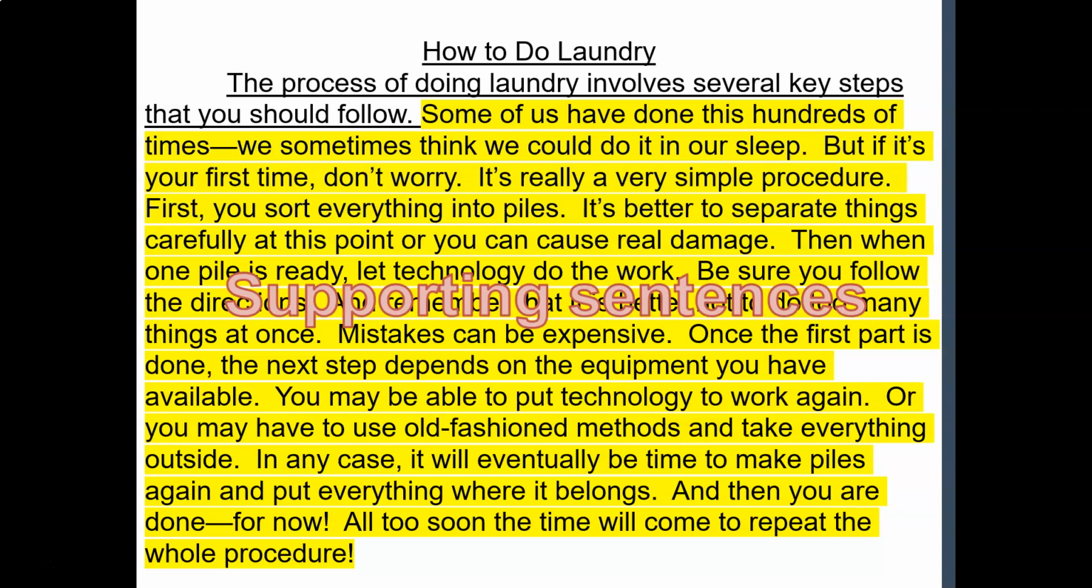One of the most useful ways to think about supporting sentences and make sure you have enough supporting sentences is to use the WH question words in English. So who, what, where, when, how, and why. And you'll have lots of practice with that. But when you are able to answer those questions, you know you're providing a lot of detailed information about your topic sentence. So those are really good supporting sentences. And we will definitely study these in a lot more detail.